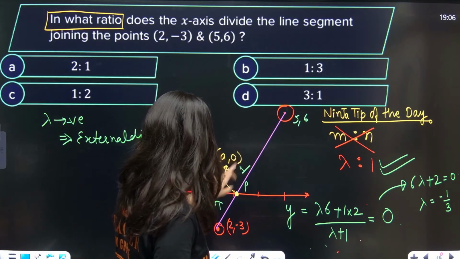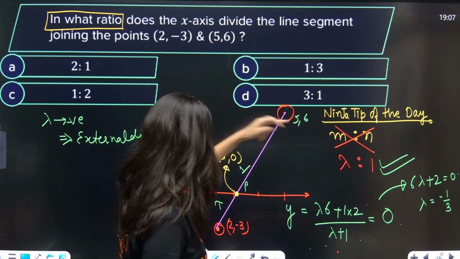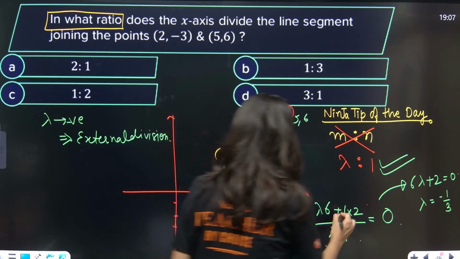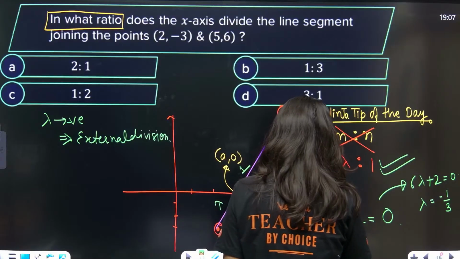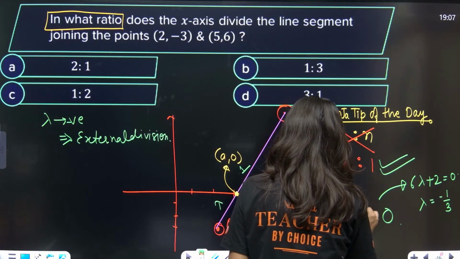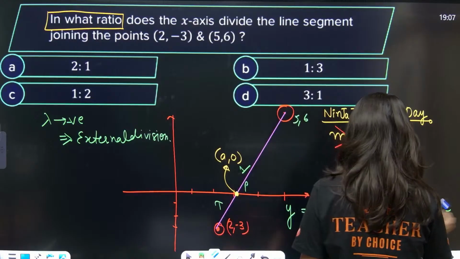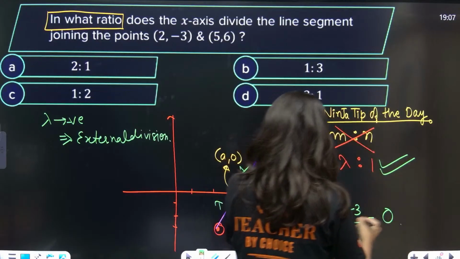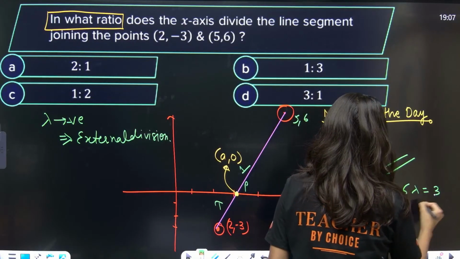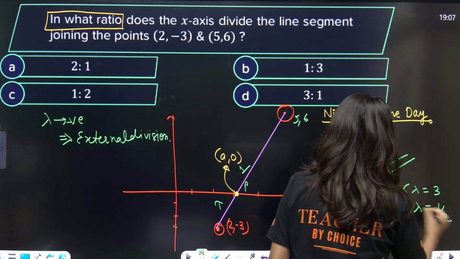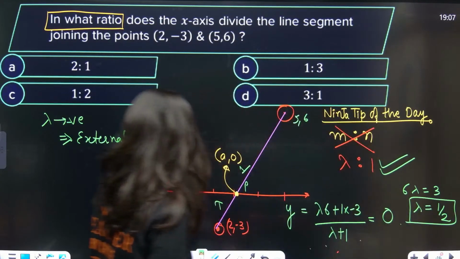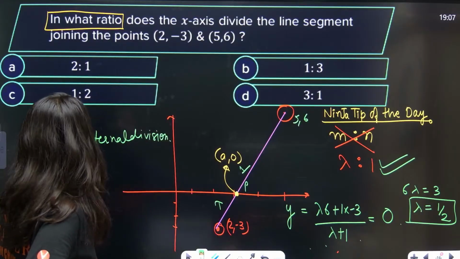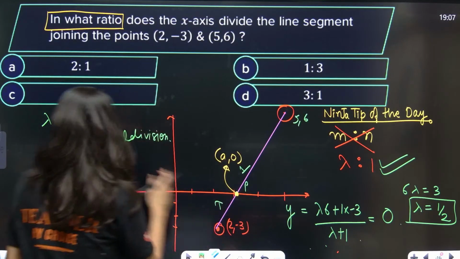Sorry guys. This is lambda into 6 and 1 into minus 3. Oops. This is lambda into 6 plus 1 into minus 3. Okay. So no calculation mistake. So 6 lambda is equal to 3. Lambda is going to become 1 by 2, my dear students. Lambda is 1 by 2, correct?